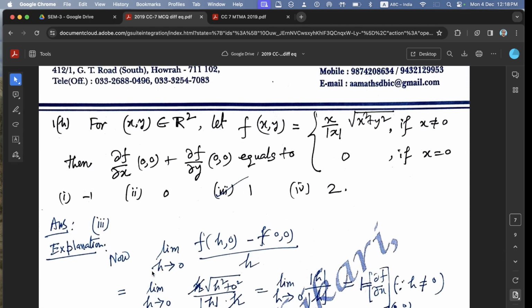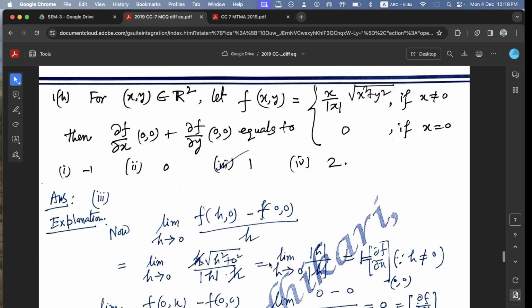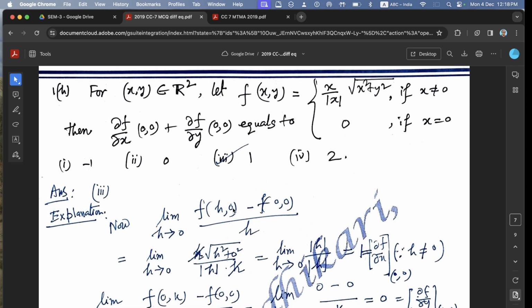Now consider the limit as h tends to 0 of f of h comma 0 minus f of 0, 0, divided by h. If h comma 0, that means y equal to 0, so put x equal to h, y equal to 0. So we get h times root over of h square plus 0 square divided by mod h, whole divided by h. Since h tends to 0, h not equal to 0, so we cancel the factor h from numerator and denominator. So we get root over of h square by mod h, and root over of h square means mod h by mod h, so obviously this is equal to 1. So this is del f by del x at the point 0, 0.